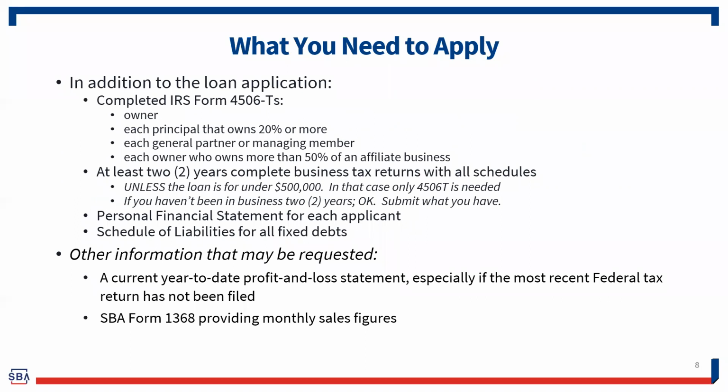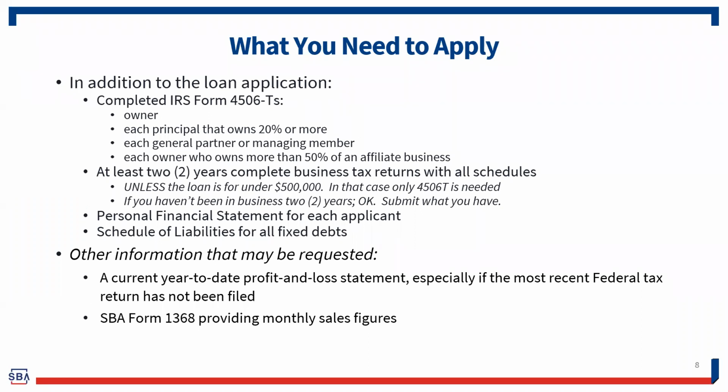So each principal that owns 20% or more, if you're a partnership, then each general partner. If you're an LLC, then each managing member. If you have multiple businesses, then we need one on each owner who owns more than 50% of one of the affiliate businesses. So we'll need a 4506T on each of them. We also need to see at least 2 years completed business tax returns with all schedules.